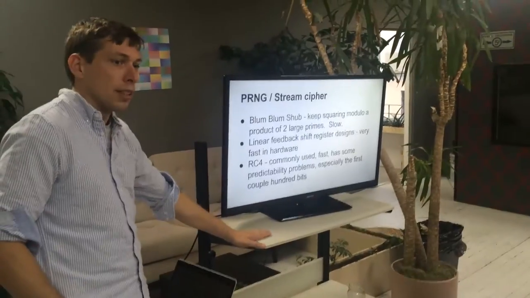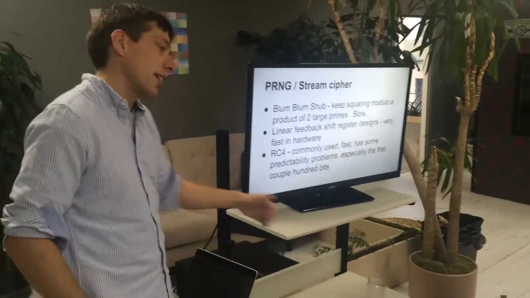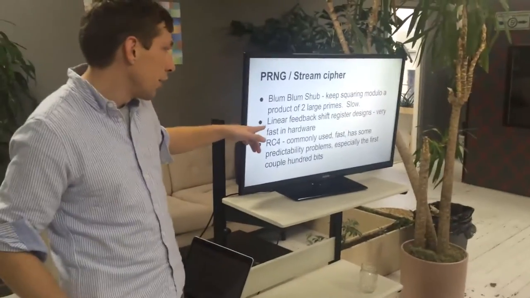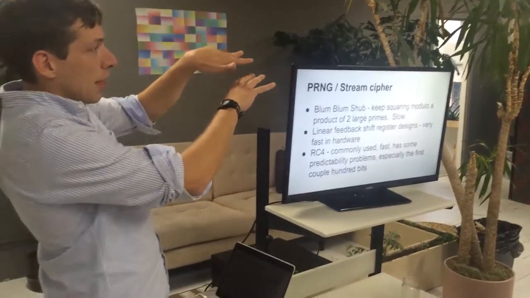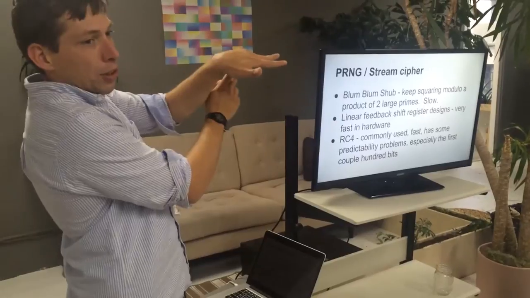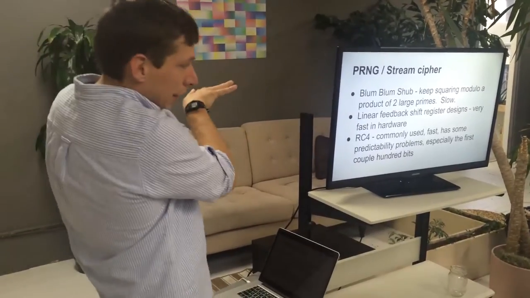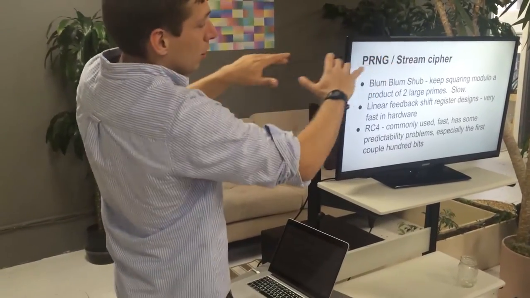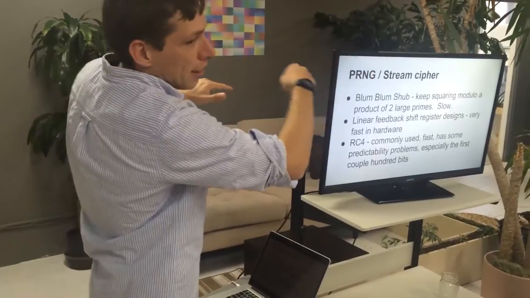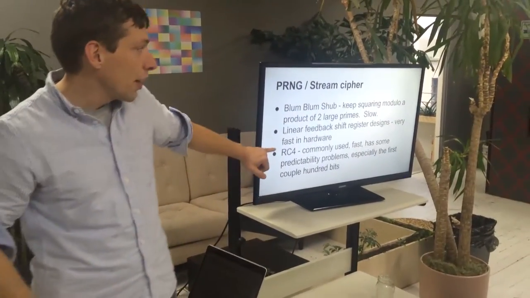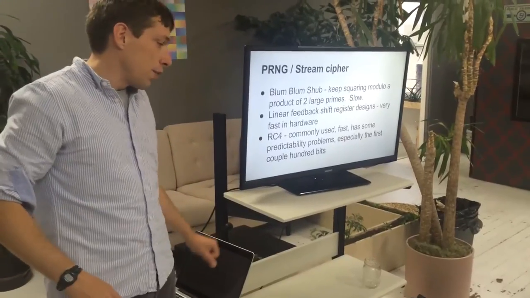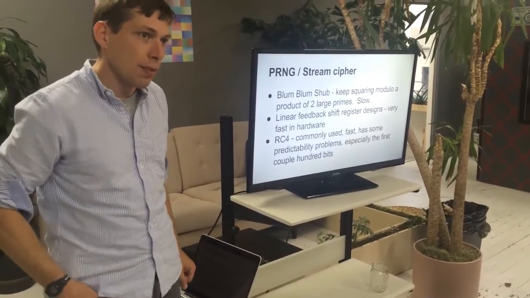I don't think there's any implemented Blum Blum Shub stuff. That's like the 70s. Linear feedback shift registers are where you take your bits and loop them back and do a little bit of plus and minus, and keep shifting, usually to the right, and some of the bits that fall off become your random numbers. These are very fast to do in hardware, but they've historically had problems with security.